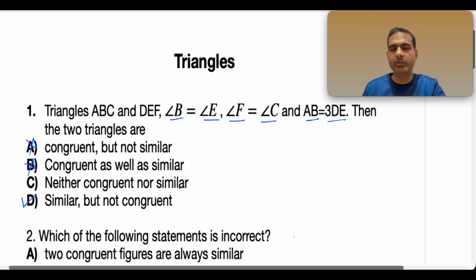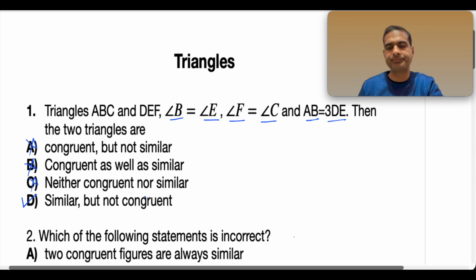Neither congruent nor similar. But it is given that two angles of the first triangle are equal to two angles of the second triangle. It means they are similar. So this also cannot be the answer because it says not similar. I hope this is clear. This was an easy question, just based on the definition of similarity. If you are aware of the concept of similarity and congruence, without knowing any formula, you can solve this question.